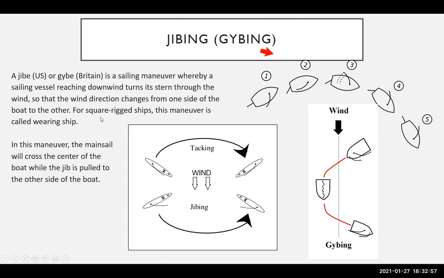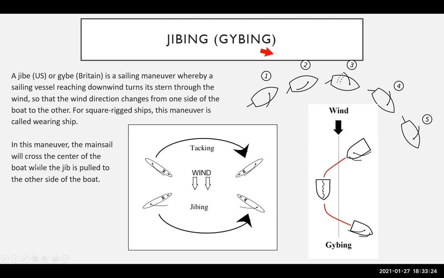On square rig ships, this maneuver is called wearing, and I'm sure that's because on square rig sails, you can basically only sail downwind, and the ship gets a lot of wear and tear every time the wind changes because everything has to move sides. It has to now catch it from the port side or catch it from the starboard side.